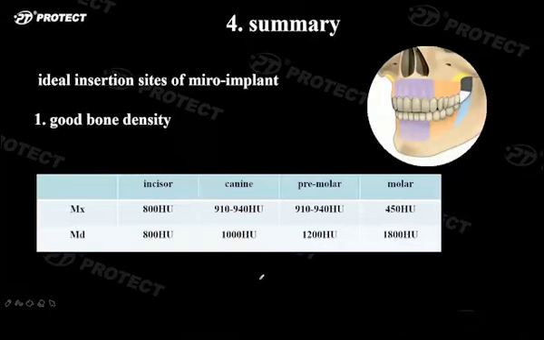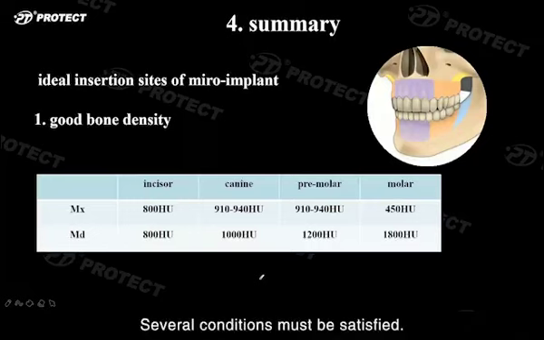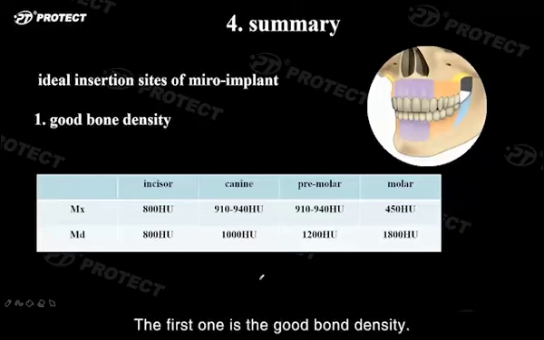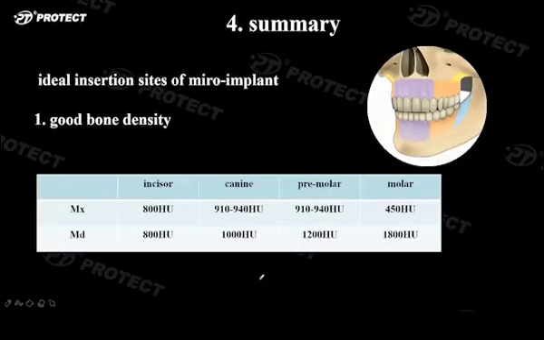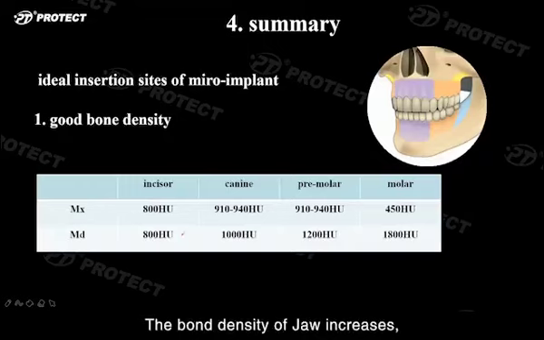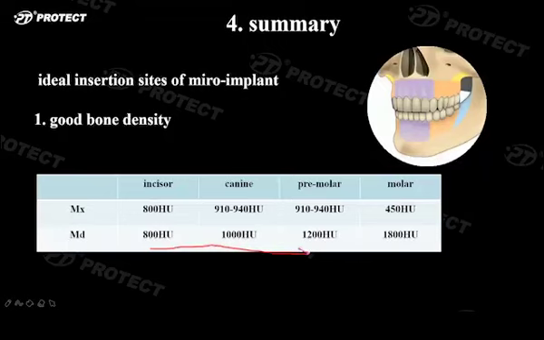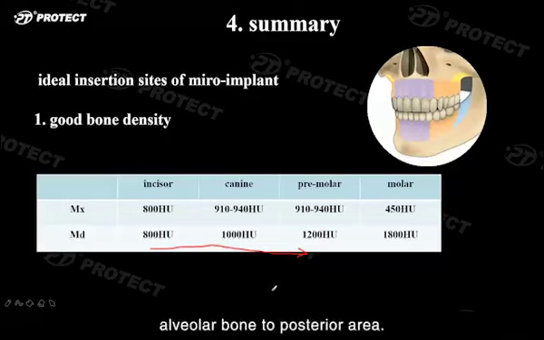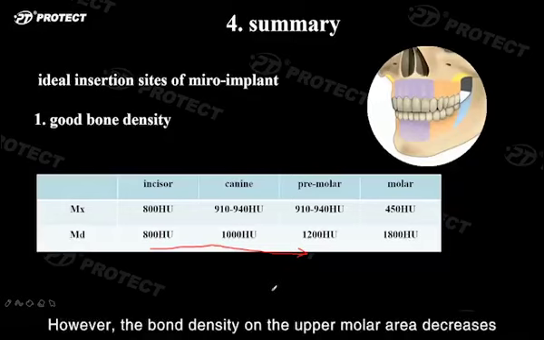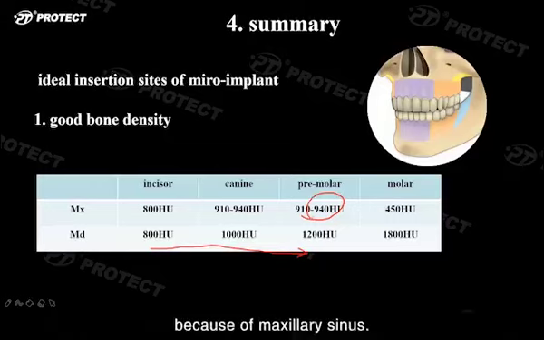What's the ideal insertion site? Several conditions must be satisfied. The first one is good bone density. From the table, as can be seen, the bone density of the jaw increases gradually from the anterior of the bone to the posterior area. However, the bone density in the upper molar area decreases because of the maxillary sinus.